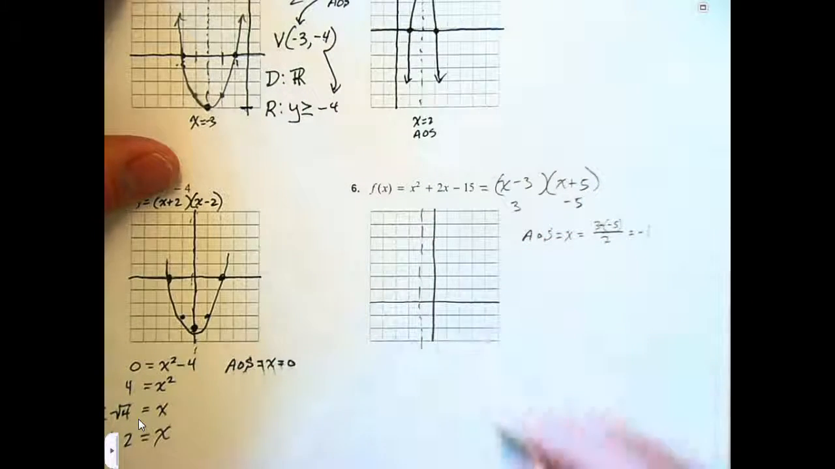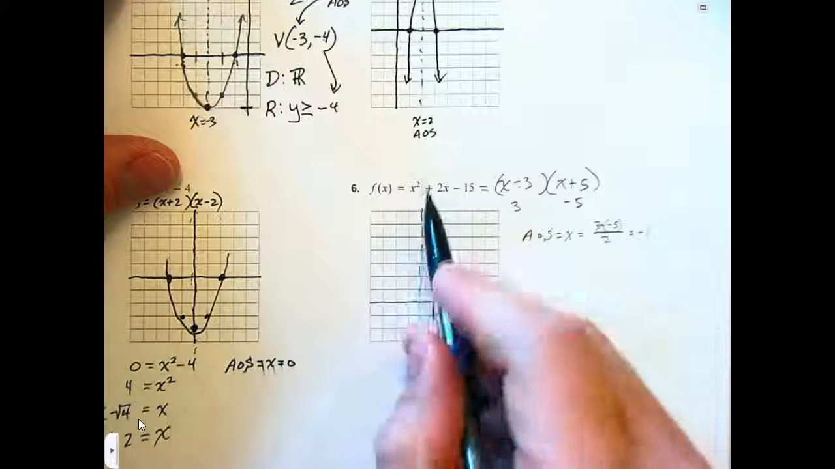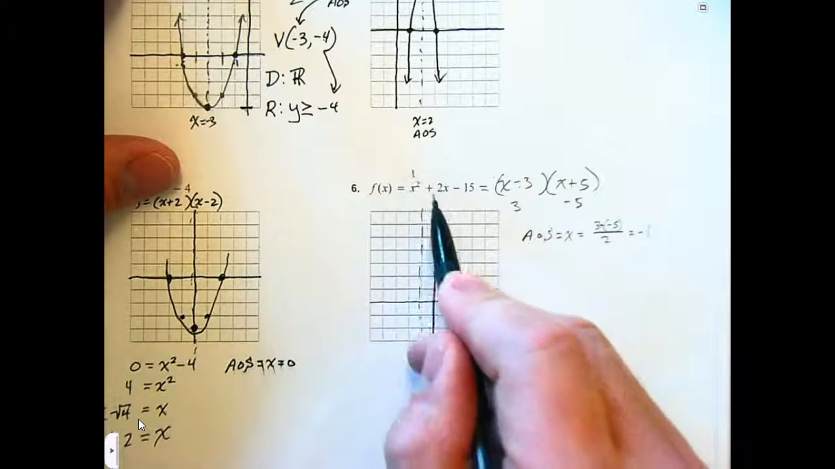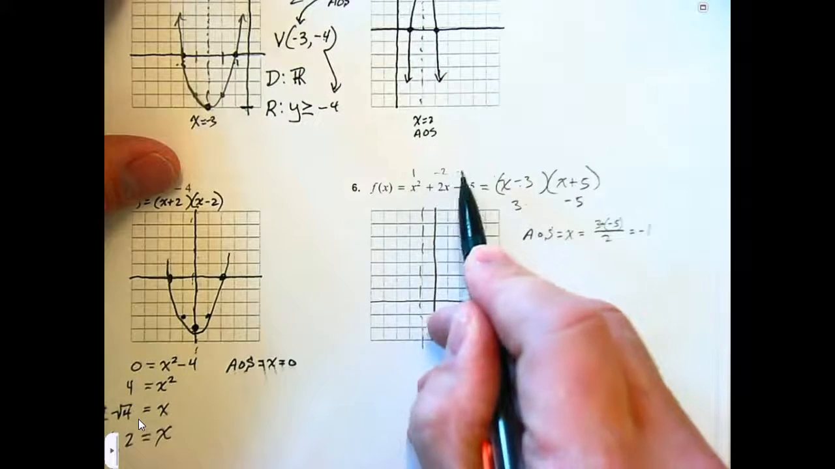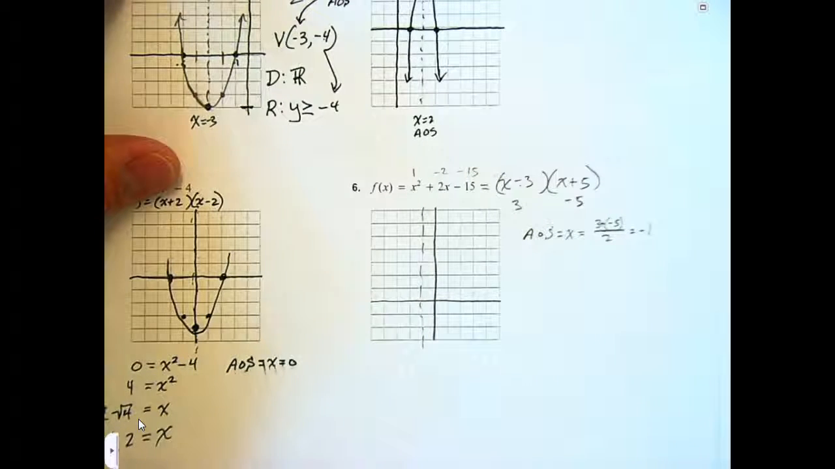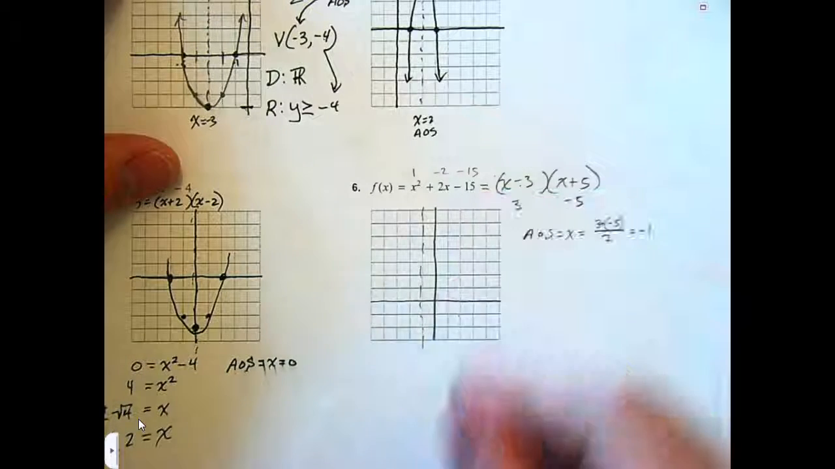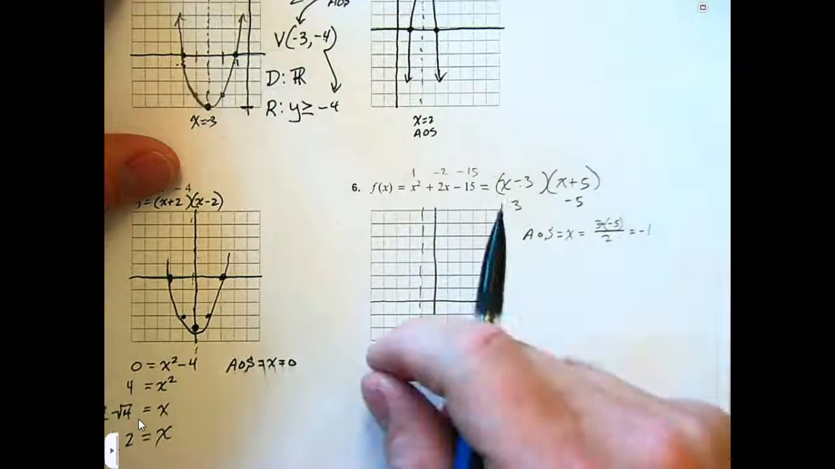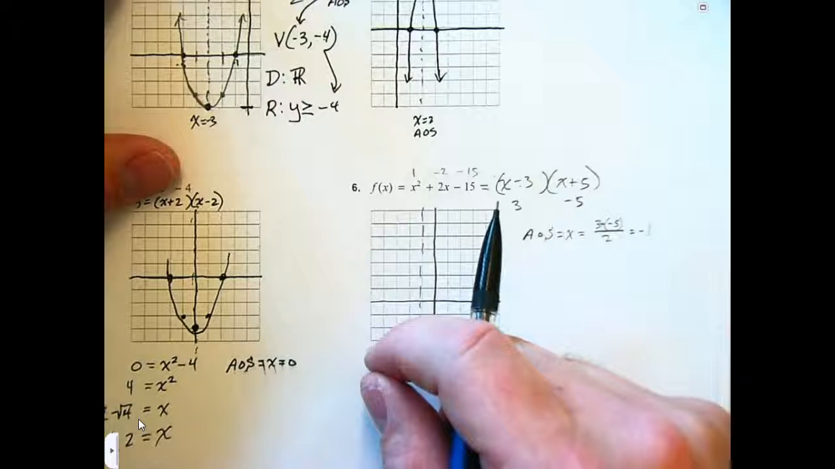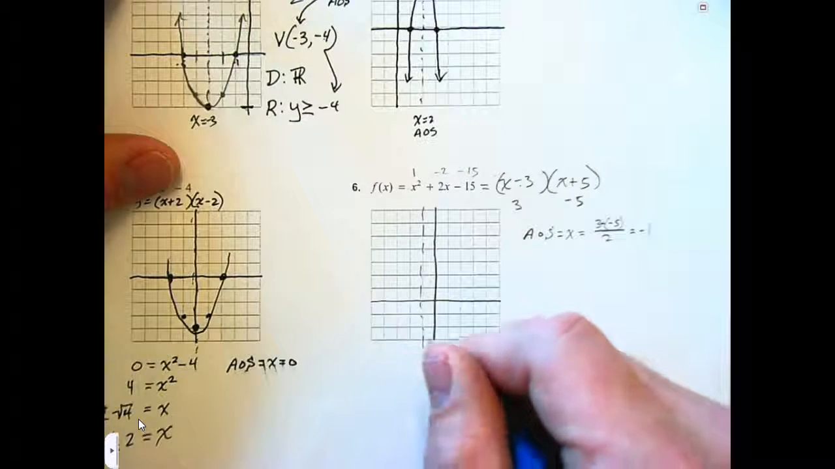When we plug negative 1 into either here or here, if I go negative 1 here, that gives me 1 minus 2 minus 15. Okay, 1 minus 2 minus 15 is negative 16. So if I am doing negative 16, I am going to have to really change my scale up a bit on it.